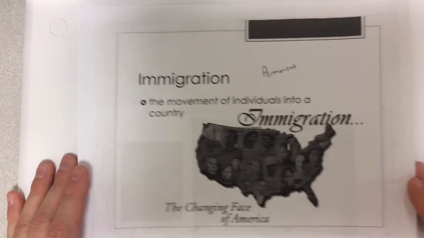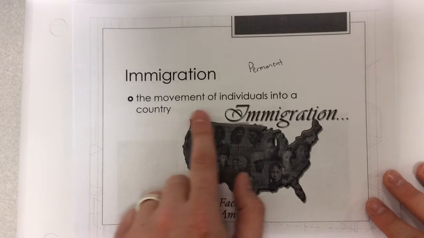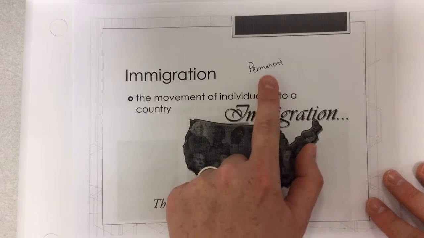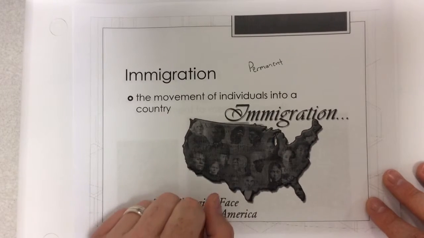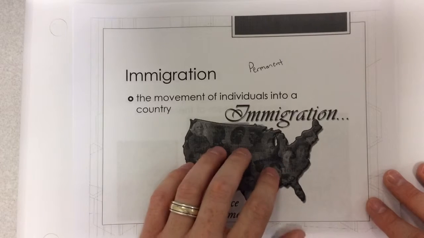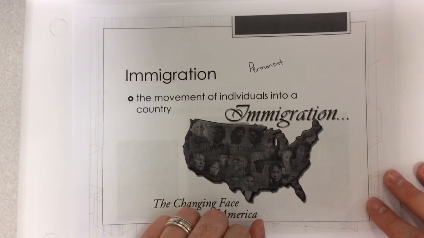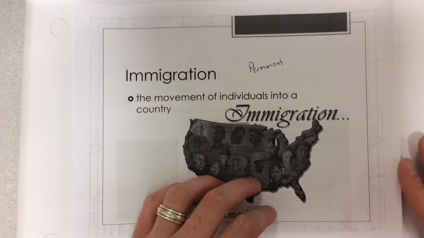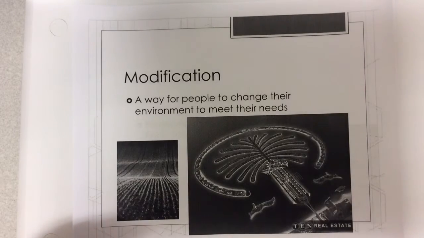The opposite of migration is immigration. This is the movement of individuals into a country, and it's often a permanent movement. This is how a lot of people came to America and are still coming to America today. We have people that go to other parts of the world as well.